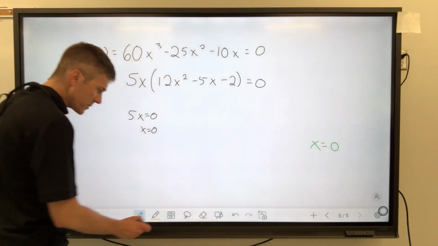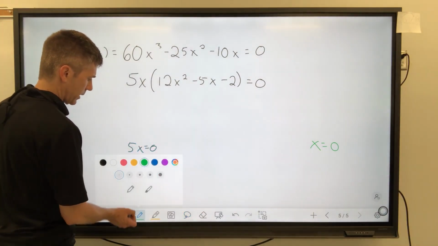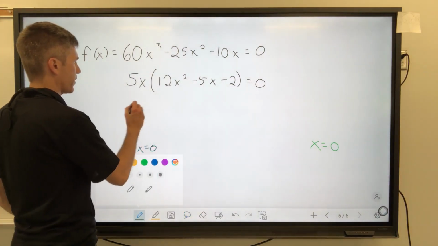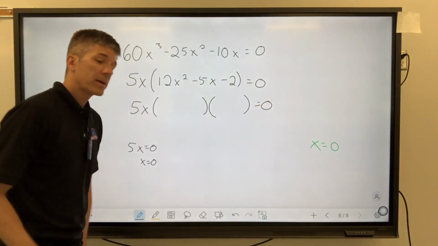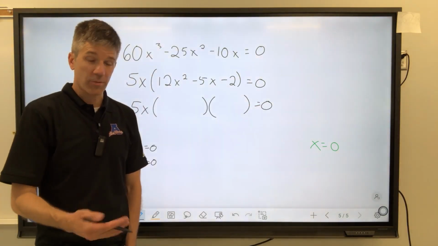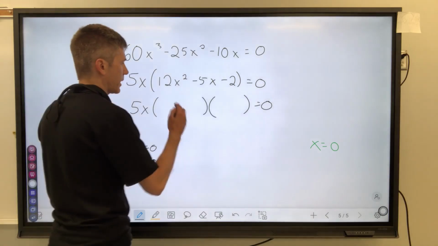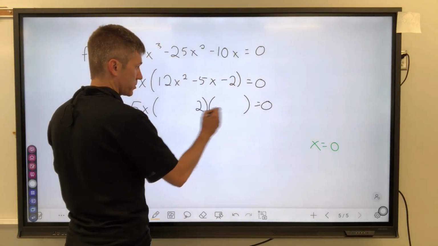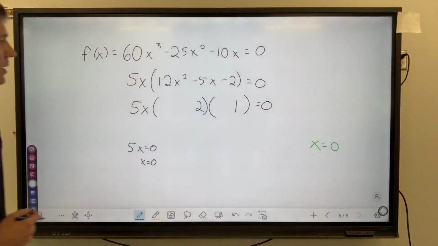So taking this work, and I'm going to drag it down and switch back to black. We have 5x, and we can factor. Totally can factor, because we don't have irrational answers. If we had irrational answers or complex solutions, we would not be able to factor. But we can. And I'm going to start with the prime number, which would be 2 times 1. And then we have 12. Let's see, 12 can be lots of things.